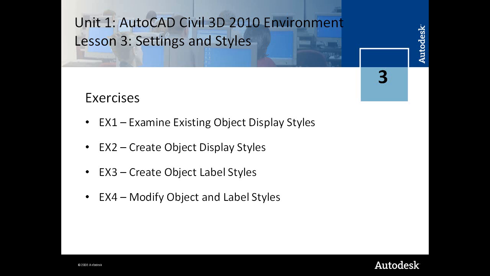In exercise 1, you examine some existing object display styles. In exercise 2, you learn how to create styles. In exercise 3, you learn how to create label styles. In exercise 4, you learn how to modify both object and label styles. And here the emphasis is on actual point styles and point label styles.